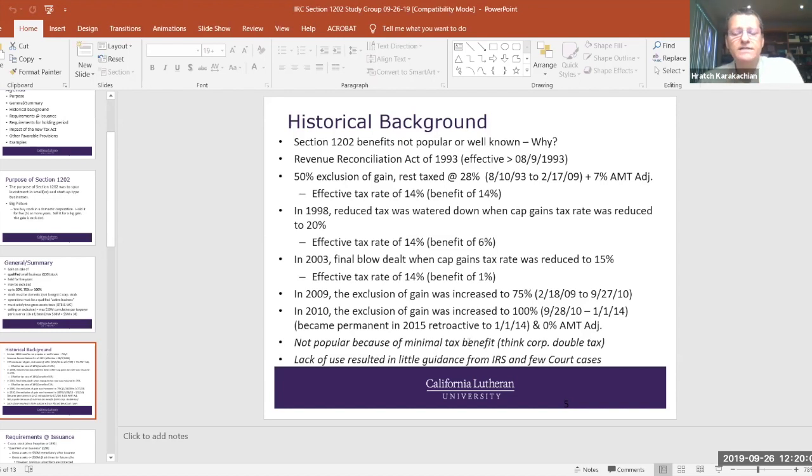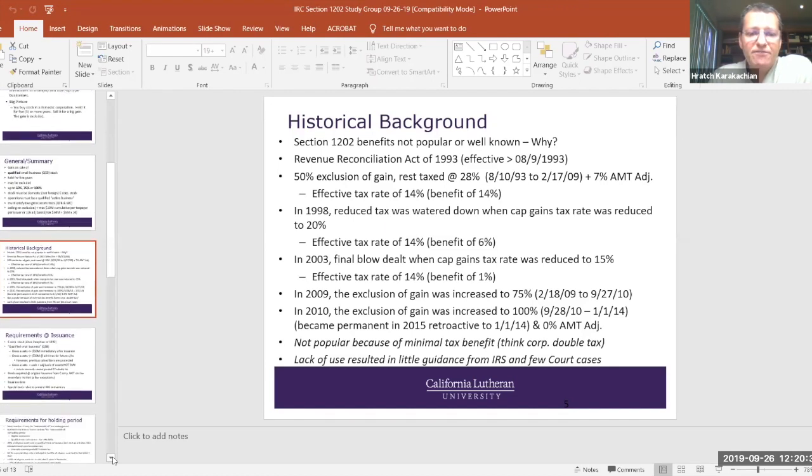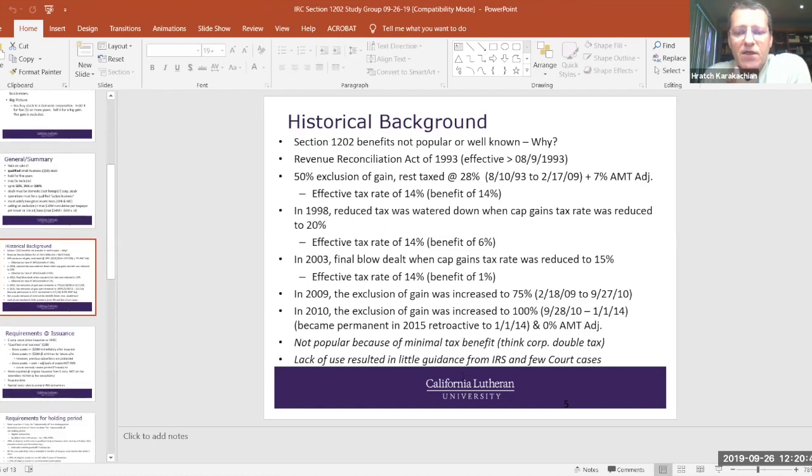And as a result of this non-use of Section 1202, there has been very little guidance from the IRS and very few court cases to provide background and analysis. So there are some big areas where the rules are not very clear and they're subject to interpretation, and we don't know how the IRS might rule or decide if a taxpayer decides to take advantage of a 1202 benefit.